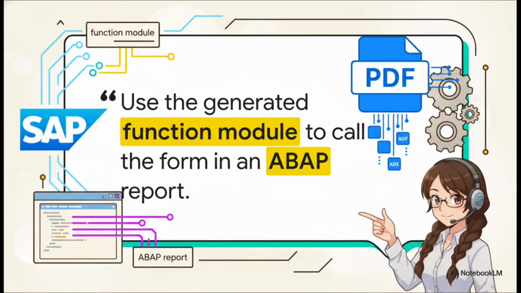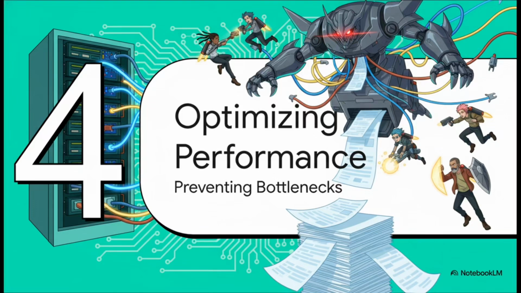So, to integrate your finished masterpiece back into SAP, you just use the generated function module from transaction SFP. You call this function directly inside your ABAP report, pass in your data parameters, and boom! SAP automatically hands it off to ADS to do all the heavy lifting of the actual PDF creation. All right, section 4, optimizing for performance.